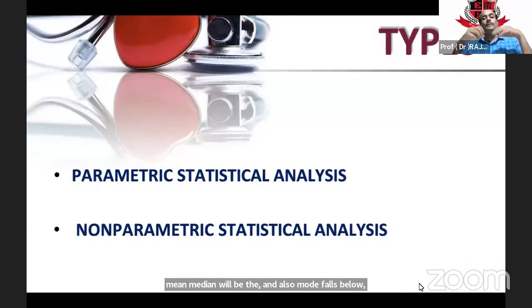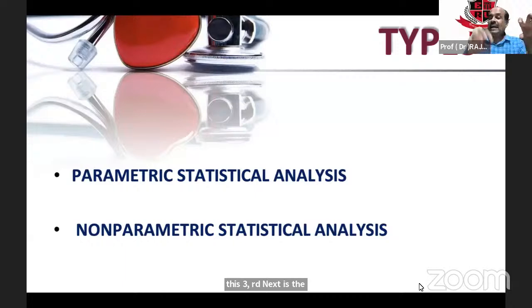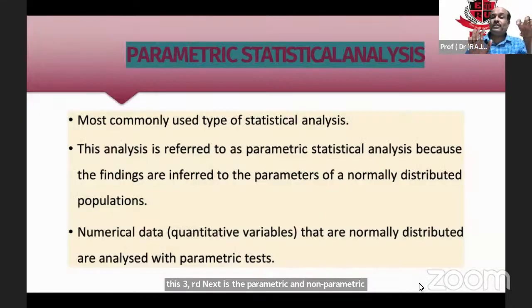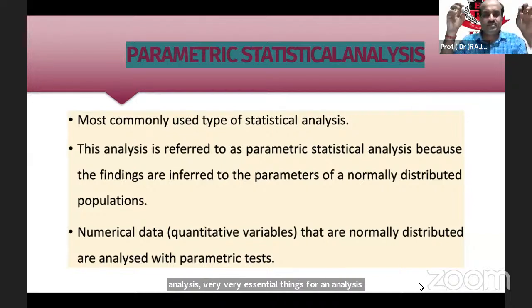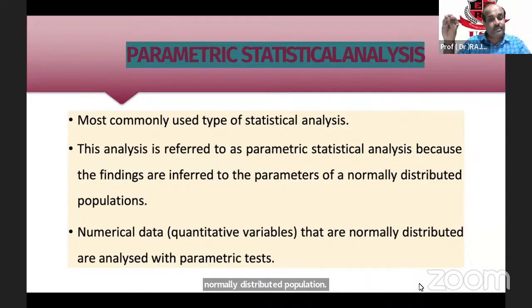Next is parametric and non-parametric analysis, very essential things for an analysis. What is parametric statistical analysis? Here we draw conclusions about the parameters of a normally distributed population. Usually quantitative variables that are normally distributed are analyzed with a parametric test, in the bell-shaped curve.